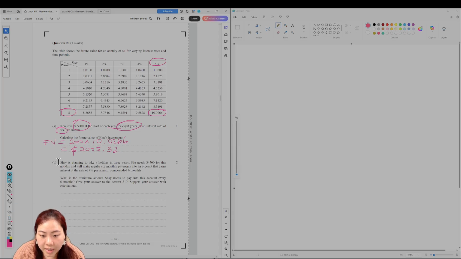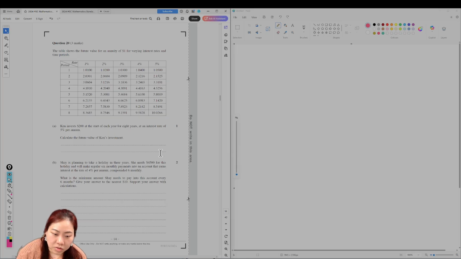Now, B. Shay is planning to take a holiday in 3 years. I don't think this has anything to do with that one, so I'm going to get rid of everything. She needs $4,500 for this holiday and will make regular 6 monthly payments into an account that earns interest at 4% per annum compounded 6 monthly. What is the minimum amount Shay needs to pay into the account every 6 months? Give your answer to the nearest $10. Support your answer with calculations for 2 marks.